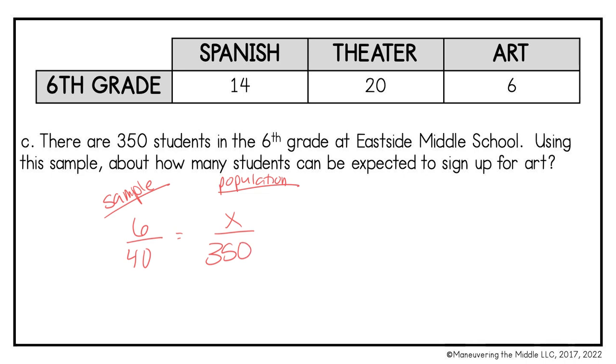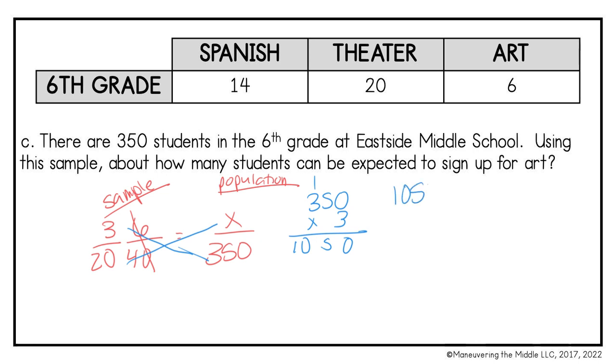Okay, so same thing. We can simplify this. Both can divide by 2, so it'd be 3 over 20. I don't know off the top of my head a scale factor, so I'm going to cross multiply here instead. I'm going to switch to a different color. So we're going to cross multiply. I need to do 350 times 3, so you get 1050. So 1050 is equal to 20x. So I have to divide by 20.